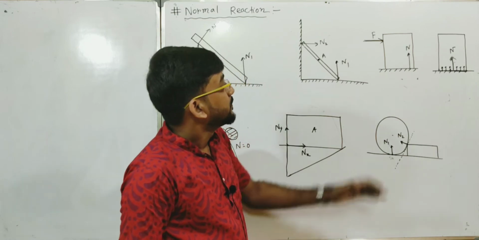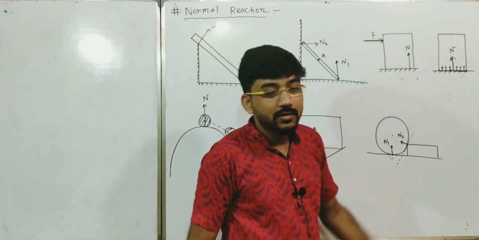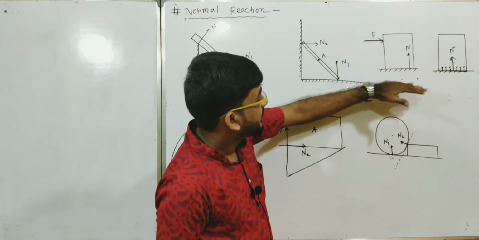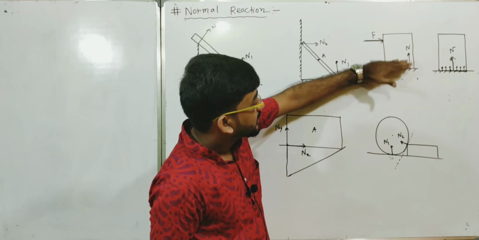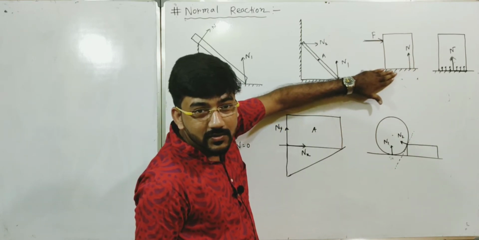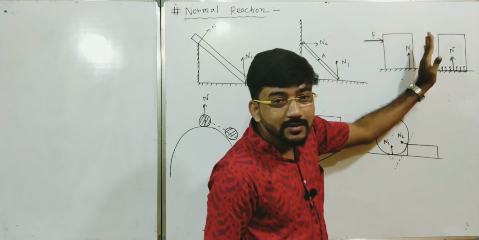But here, if we apply a force from this side, then the weight is shifted. Because if we push the object from this side, then the contact between the object and the surface on this side will be less because there is a force here. So the weight will be shifted to this side.